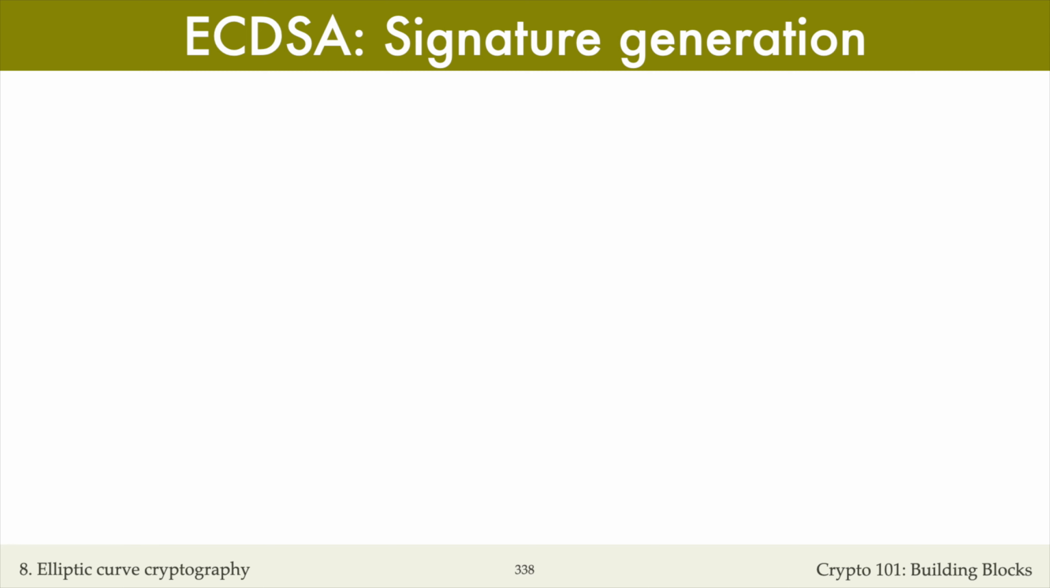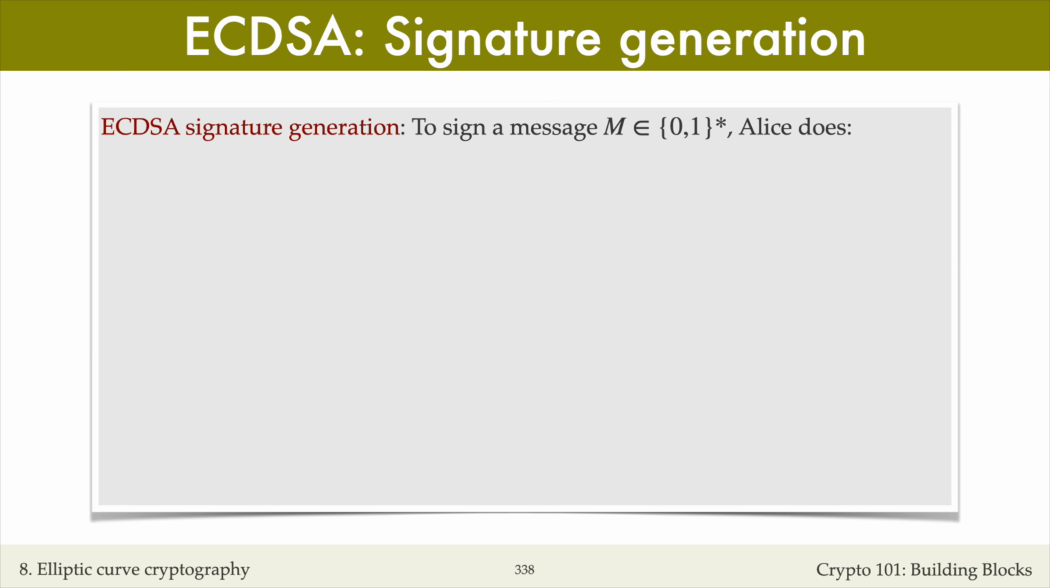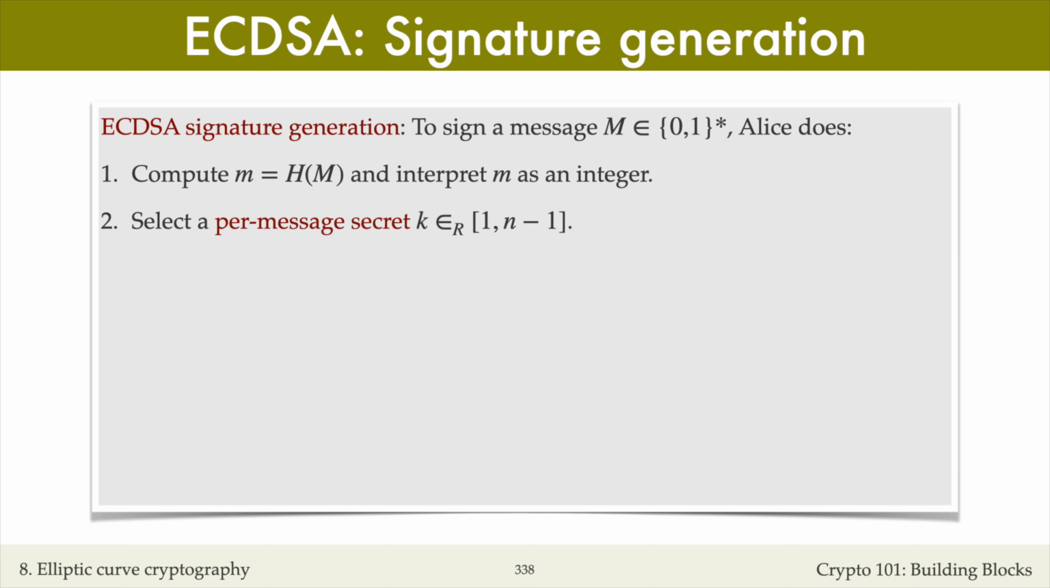Here is the ECDSA signature generation procedure. To sign a message M of any bit length, Alice uses her private key a as follows. Alice computes the hash m of the message M and interprets the hash value as an integer. She then selects the per-message secret k, which is a number selected uniformly at random between 1 and n-1.